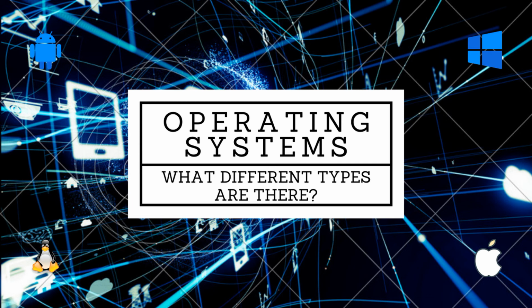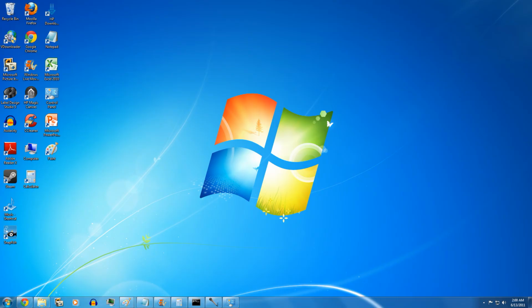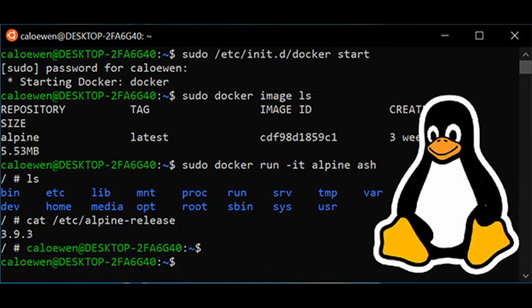Today we're going to be talking about operating systems and the different kinds of operating systems. There are many different operating systems that exist. The main four types are Windows, most people know them as PCs, Mac, Unix, and Linux.